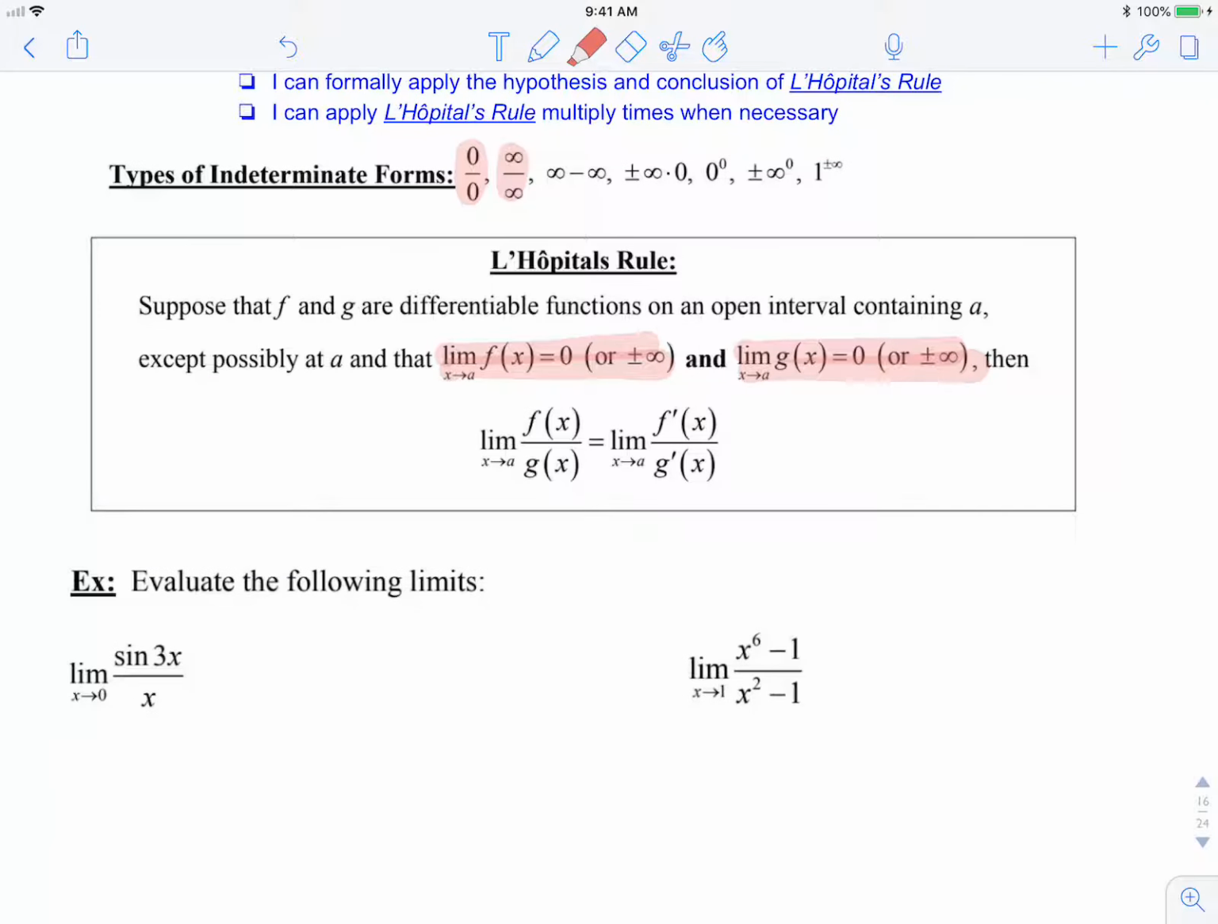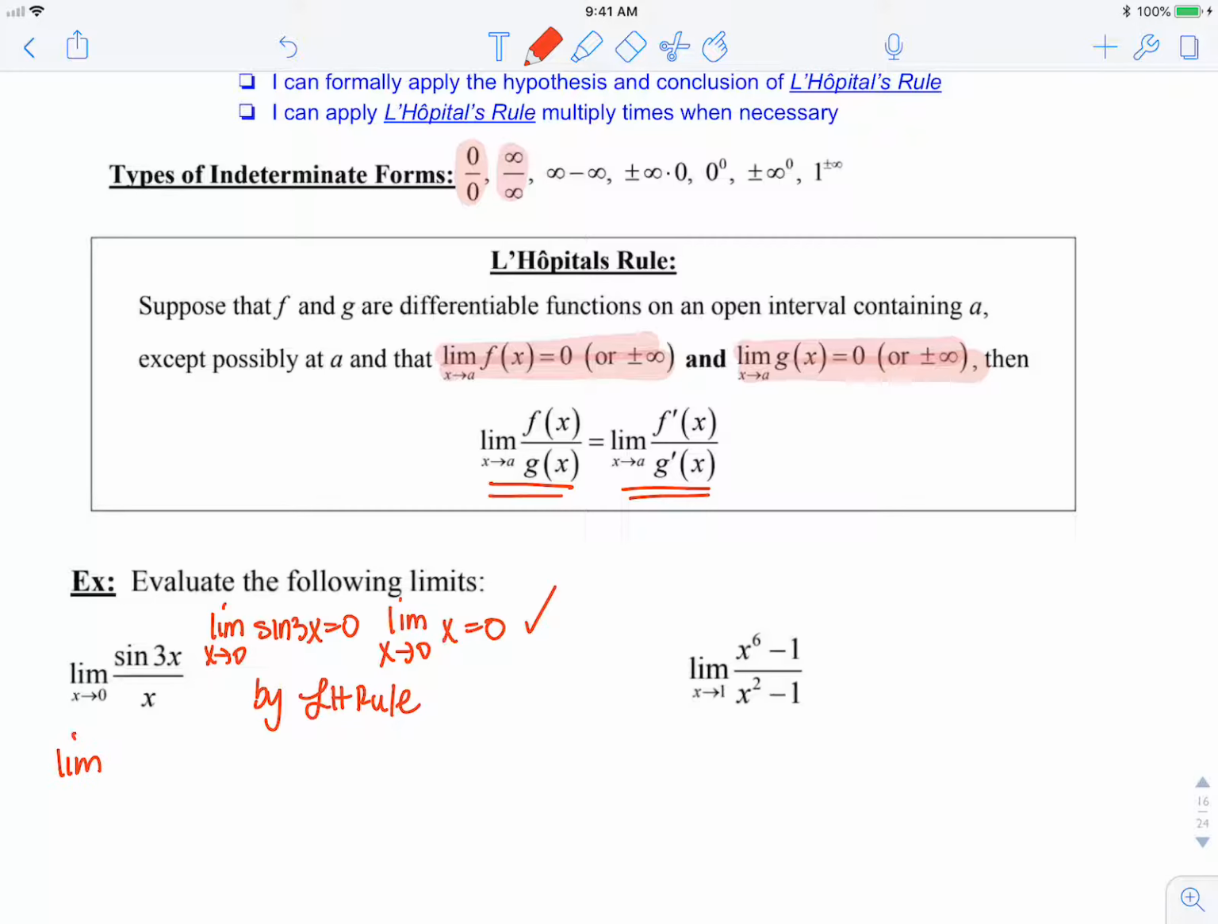So if I was doing that on our first example, I see the limit as x approaches 0 of sine 3x equals 0, and the limit as x approaches 0 of x equals 0. So I've checked my hypothesis. So since my hypothesis is true, by L'Hopital's rule, the limit of my original quotient is equal to the limit of the quotient of the derivatives.